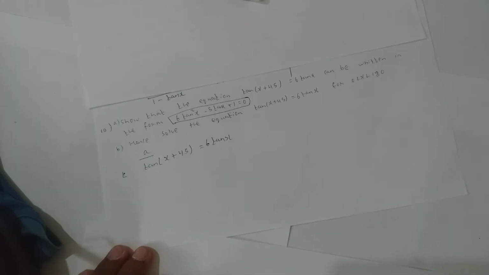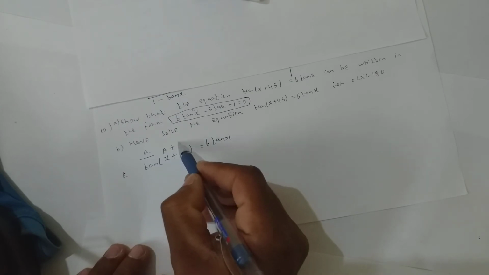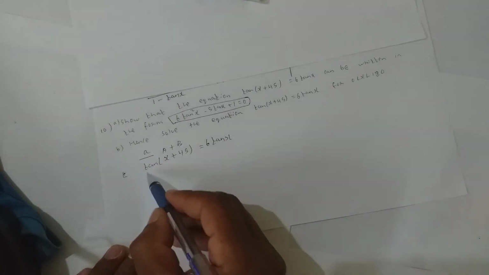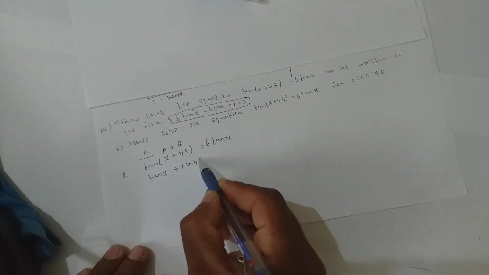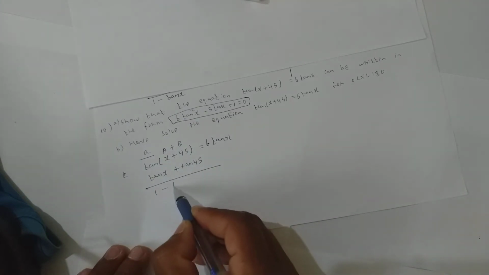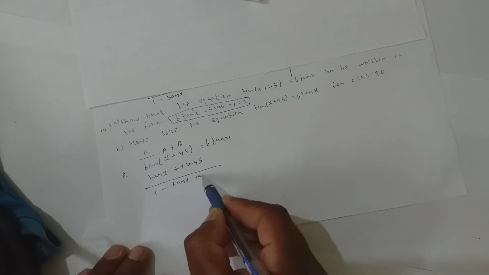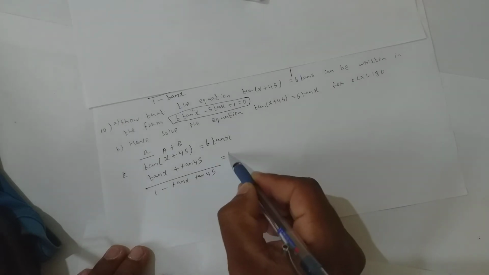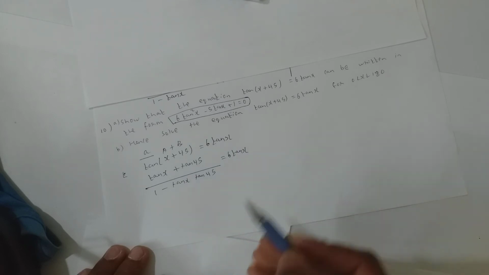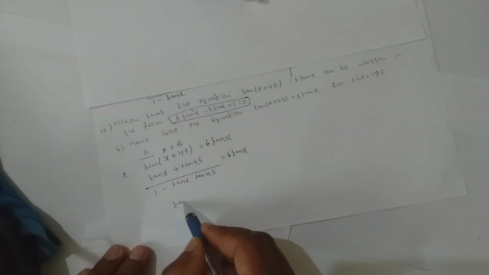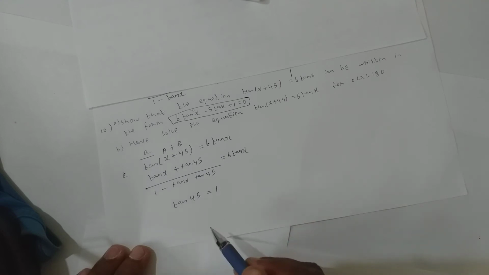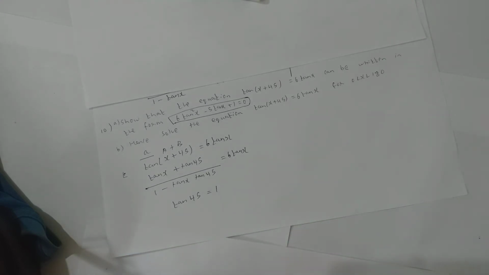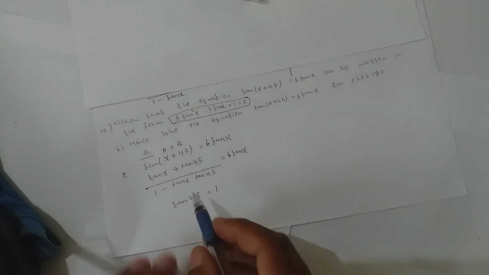Okay, so what can I do? I can expand it by using the formula for tan(a+b). So what do I get? (tan x + tan 45) / (1 - tan x tan 45) equal to 6 tan x. Now what do I know? I know tan 45 equal to 1.